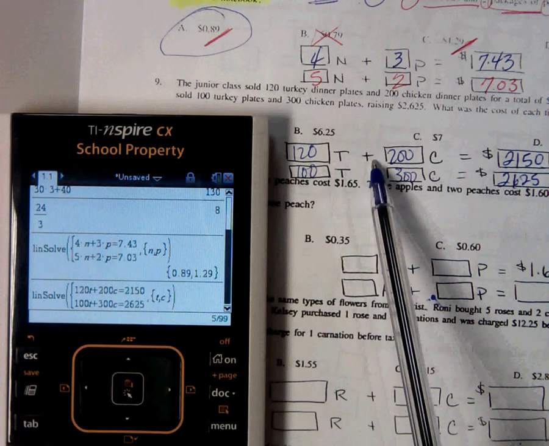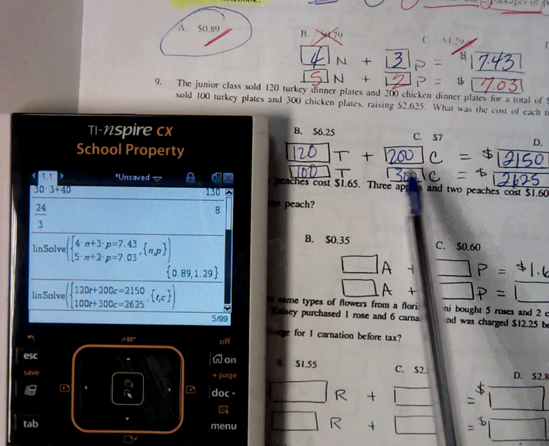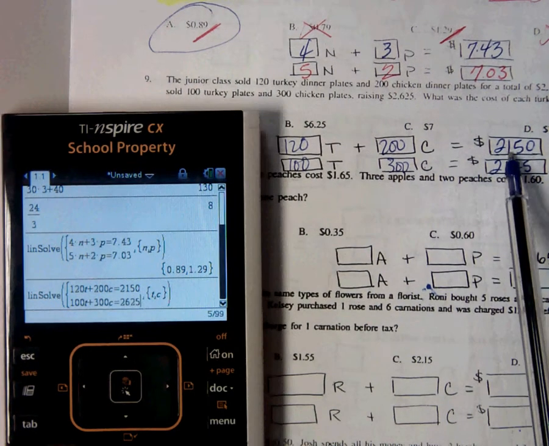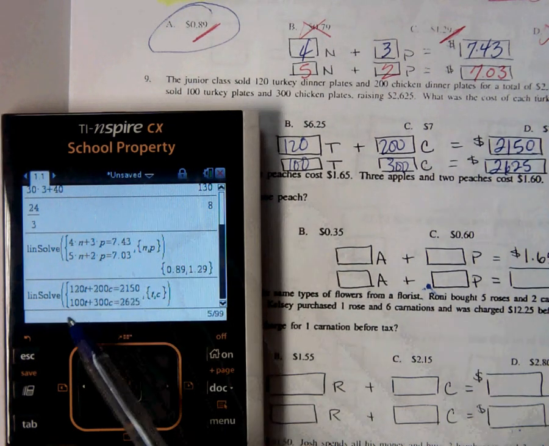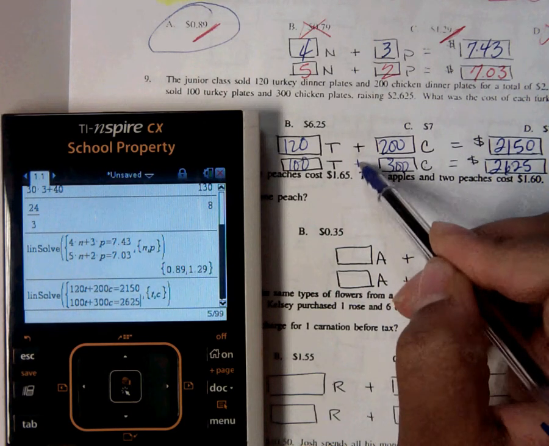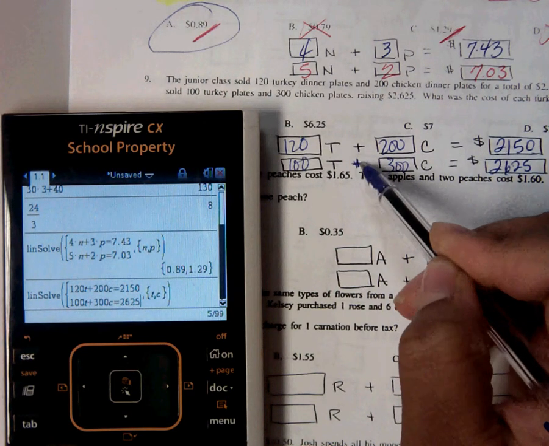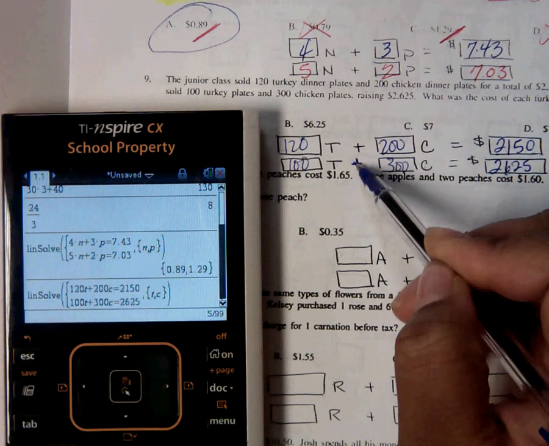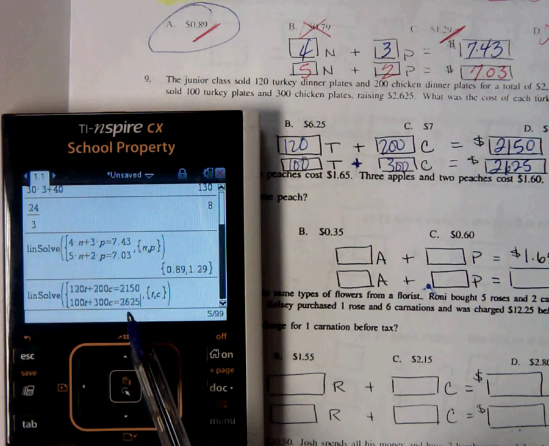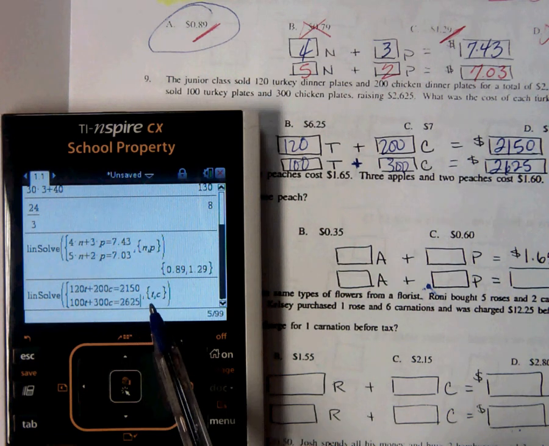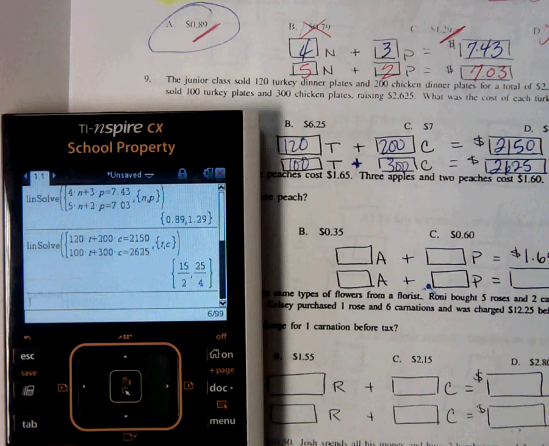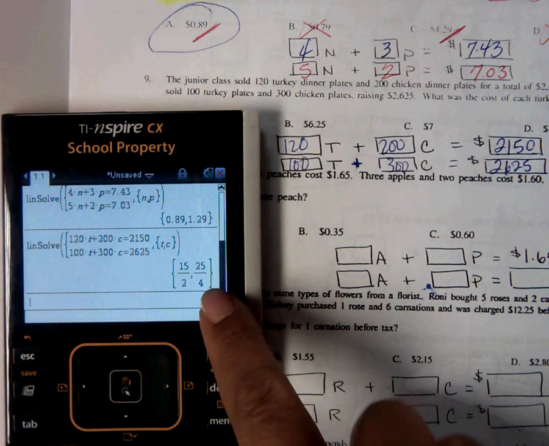120t plus 200c, and plus, I don't want to start this video over, equals 2150. 100t. Uh-oh, look at that. I left the sign out. And that just reminded me about how we knew to do plus, and I want to talk about that. 300c equals 2625, comma, t and c, that's what I used. Press enter. Ooh, look at that.